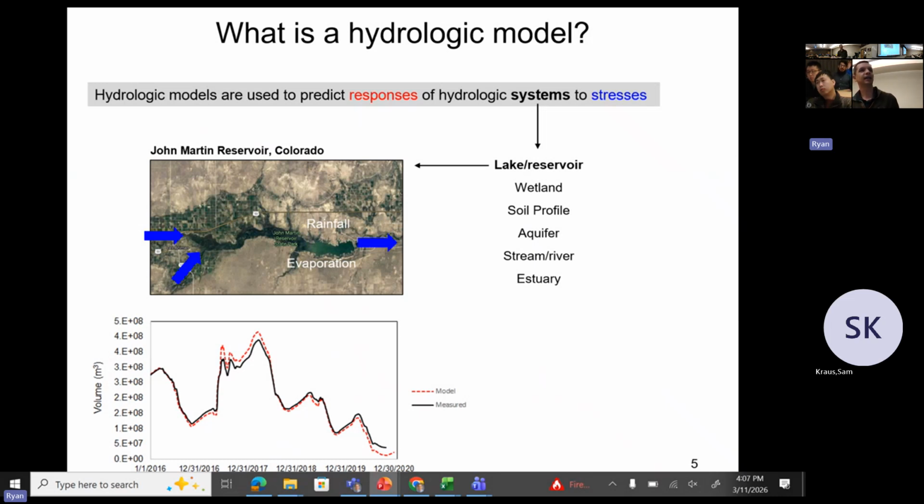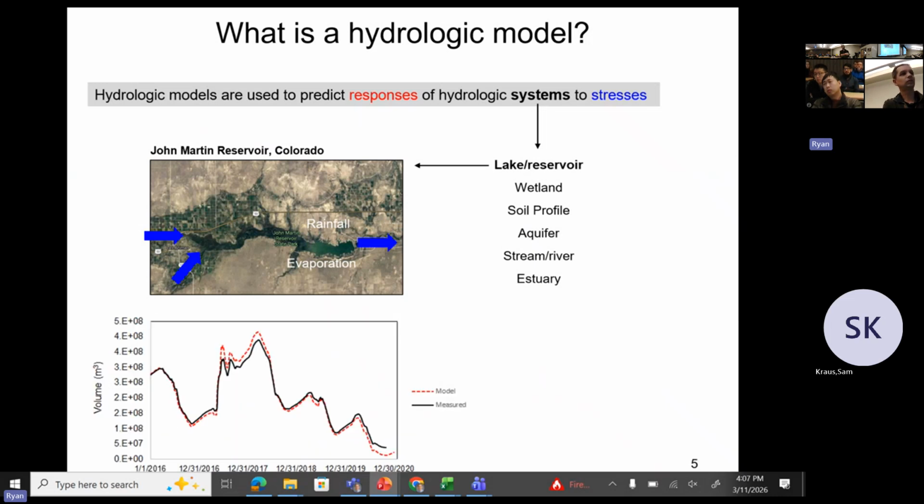And the red dash line, that's what the model is giving us, just using a spreadsheet on a day-to-day basis. And then this is what's measured. The USGS has a gauge here which tracks stage, and we convert that to volume, so we can make sure that our model is compared with our measured data. So that's working pretty well.